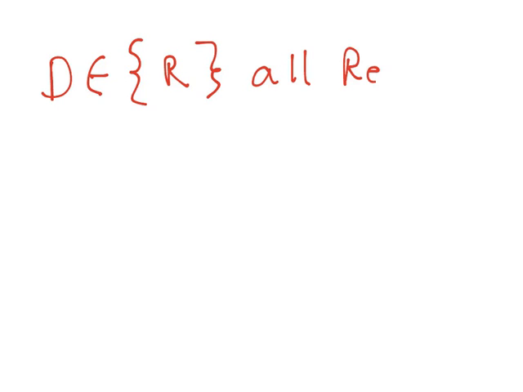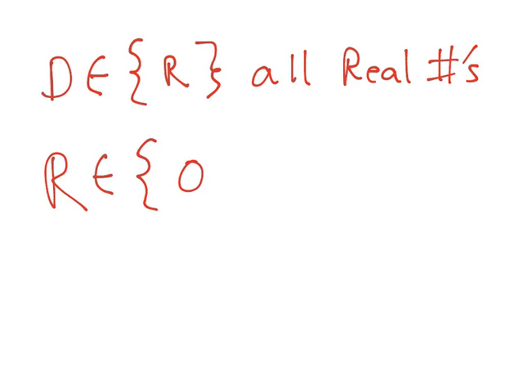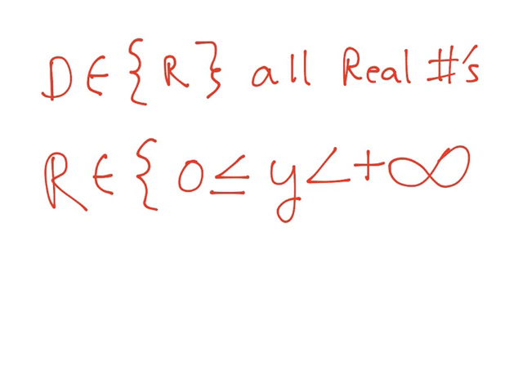The domain for the basic is the set of all real numbers. That is the set of all real numbers. Okay? The range is the set of y where 0 is less than or equal to y, which is less than positive infinity. That is pretty much most of the information you need for quadratics, at least for your little project.